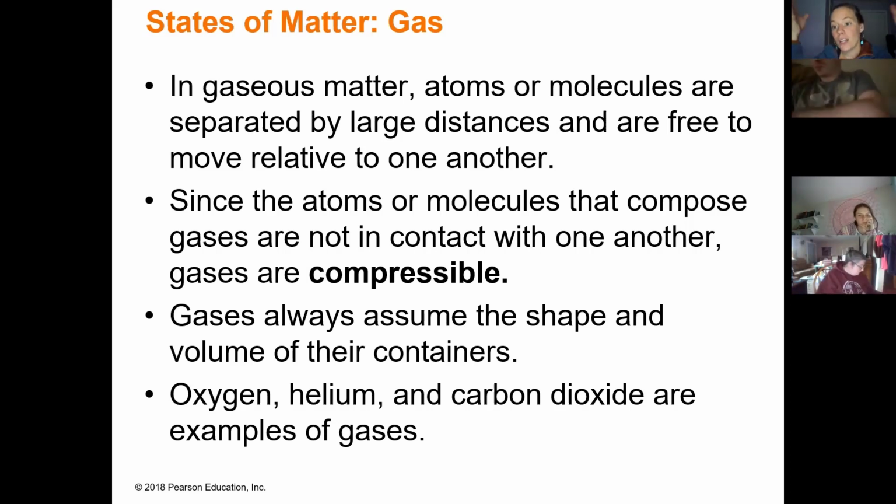And because they can change volume and shape, we can compress a gas. We cannot compress solids and we cannot compress liquids, okay? But we can compress a gas. At room temperature, things like oxygen, helium, and carbon dioxide are all examples of gases. Carbon dioxide can be a liquid though, and it can also be a solid. You may have interacted with carbon dioxide in solid form. It's called dry ice, okay?